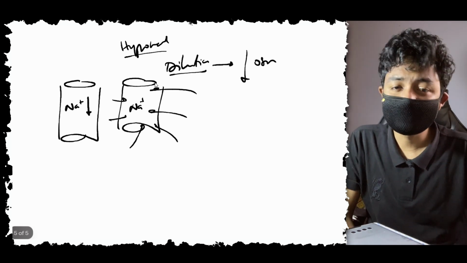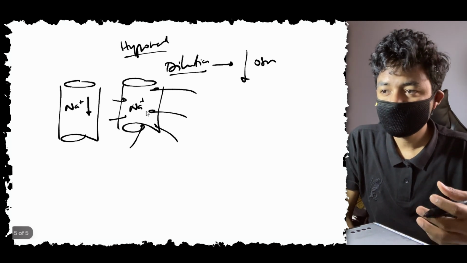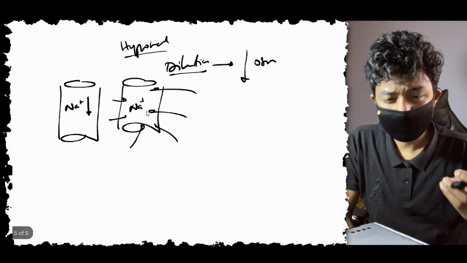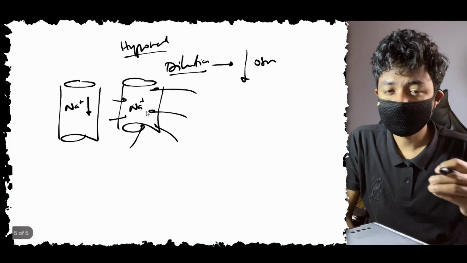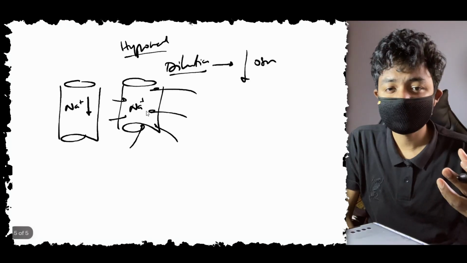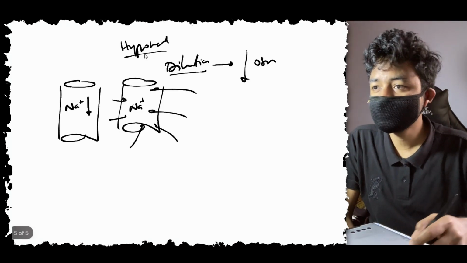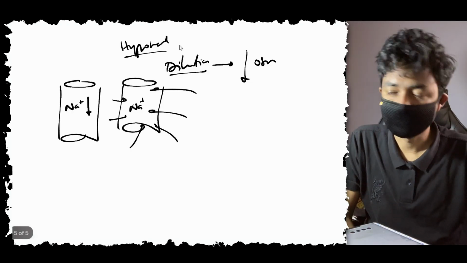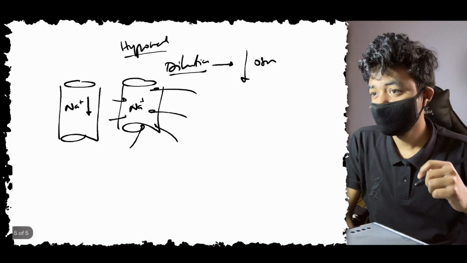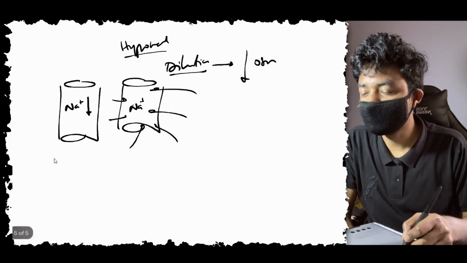So this is a relative thing. Whatever sodium should be there in normal, it is there, but because of excessive water, the concentration of the sodium has gone a little down. So this is called dilutional hyponatremia. Now let's understand what are the types of hyponatremia. There are essentially three types.